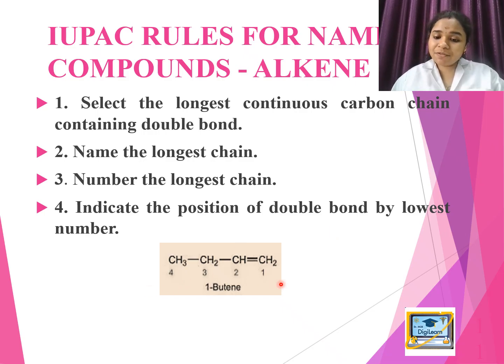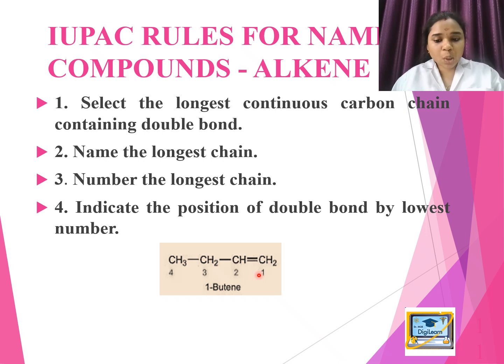What is the root word if 4 carbon is present? But. So next rule, number the carbon chain so that your double bond gets the lowest number. So here the double bond is present. So where should I start my numbering? Either from left to right or right to left.